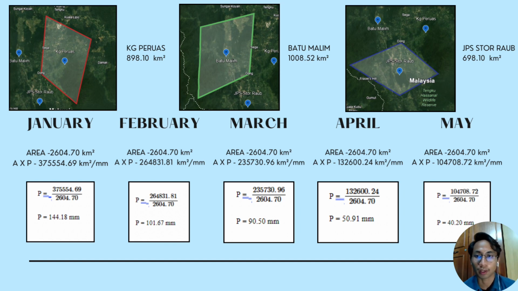For January, the area of each station is divided by the total area and multiplied by the precipitation. So for January we got 144.18 millimeter, for February we got 101.67 millimeter, for March we got 19.50 millimeter, for April we got 50.91 millimeter, and for May we got 40.20 millimeter.